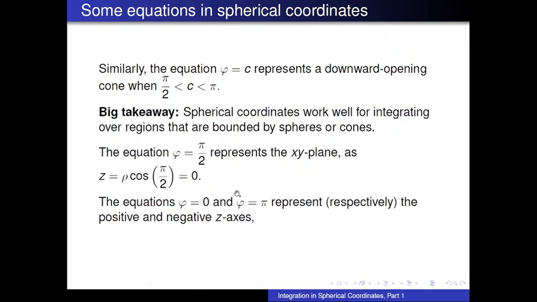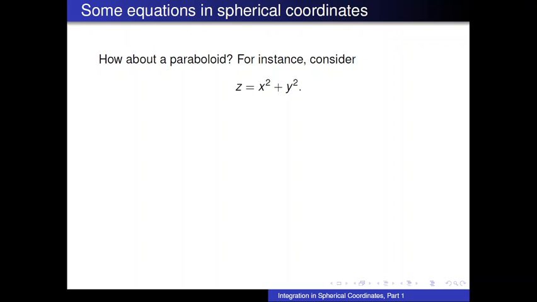Okay, and then last but not least, we have the constant equations phi equals 0 and phi equals pi. These represent respectively the positive z-axis for phi equals 0 and the negative z-axis for phi equals pi. Or if we let rho be negative as well, not just non-negative, then these two equations would be the same thing. They both give us the whole z-axis. Okay, so I think that's all we have to say about this. All right, one more thing now.